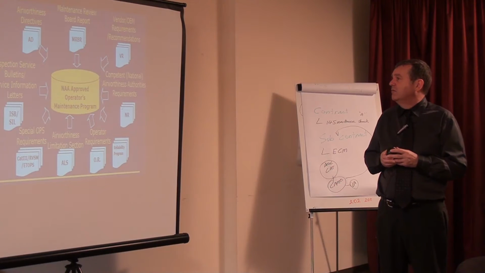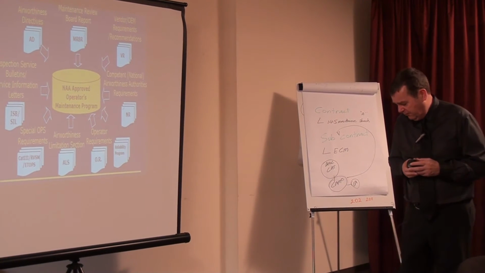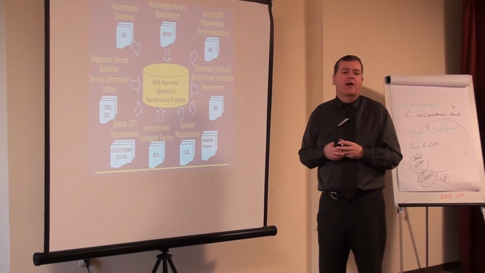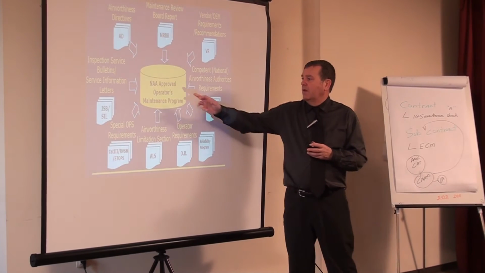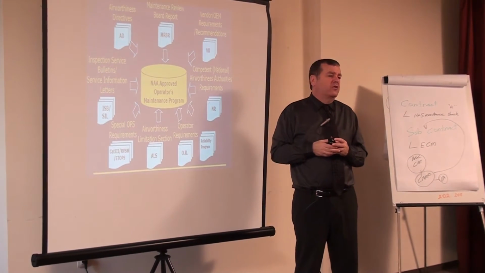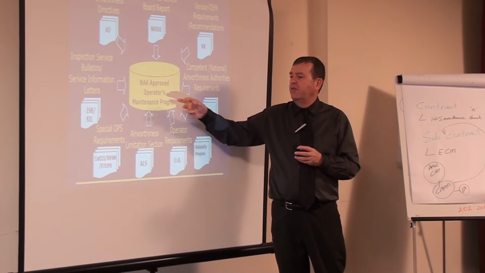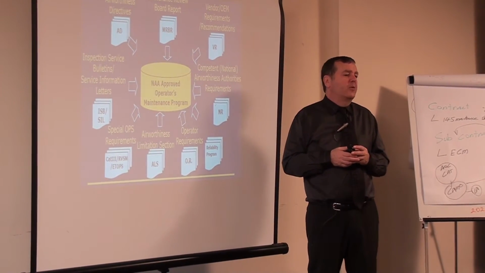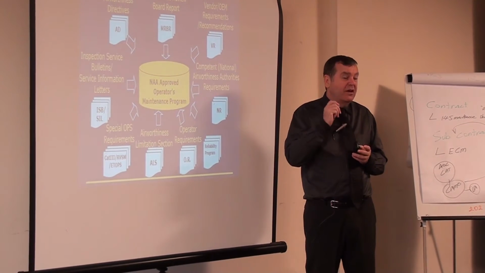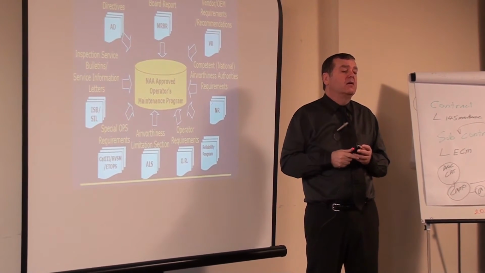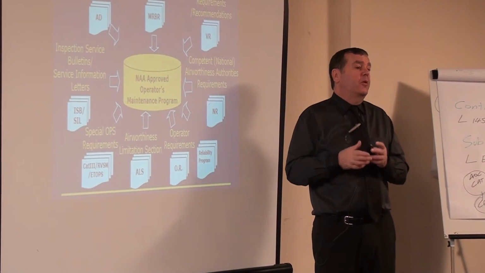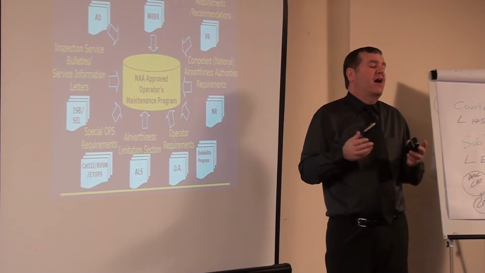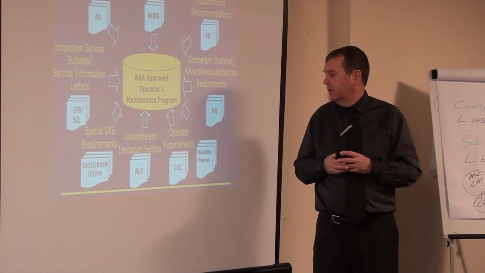We've got a busy graphic here, pulling everything together, and we can see that we have a maintenance program. The National Airworthiness Authority approves the operator's maintenance program. Why does the operator own the program? Because the program should be specific to the operator's needs and the operator's environment, nature, and so on.